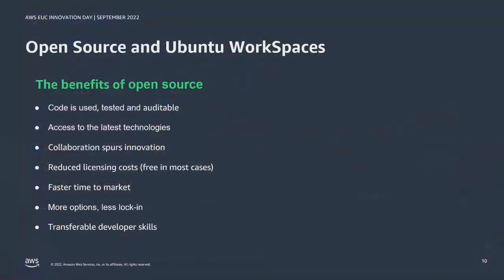So as a developer, what benefits do I get when I use open source? Well, first, open source code is widely used. The largest companies out there leverage open source, they deploy it at scale. So open source code tends to be very well tested. And because it's open source, it's free for anybody to audit. So a lot of eyeballs is great from a security perspective. So open source code is very reliable, deployed at scale, very secure.